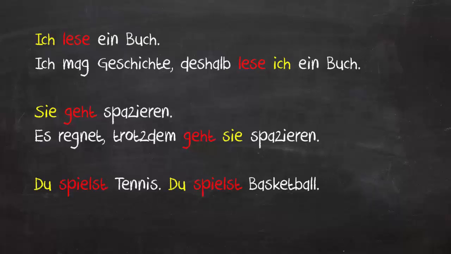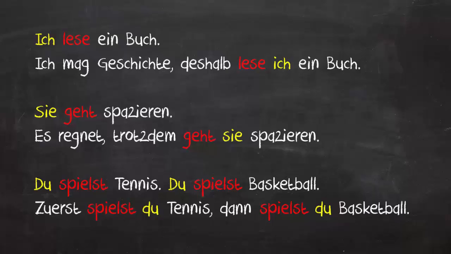Du spielst Tennis. Du spielst Basketball. You play tennis. You play basketball. Zuerst spielst du Tennis, dann spielst du Basketball. First you play tennis, then you play basketball. So we connected the two sentences with first and then. These words take the first position, and that's why the verb has to follow immediately in order to stay in the second position.